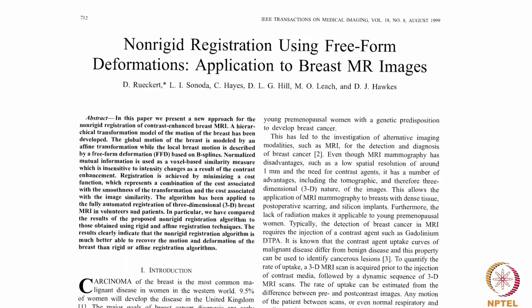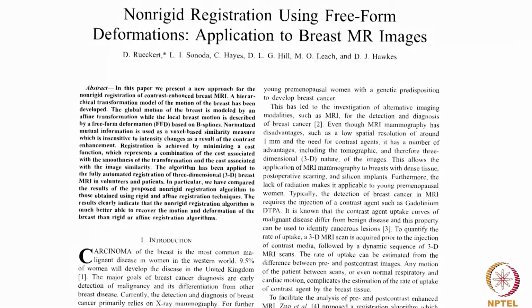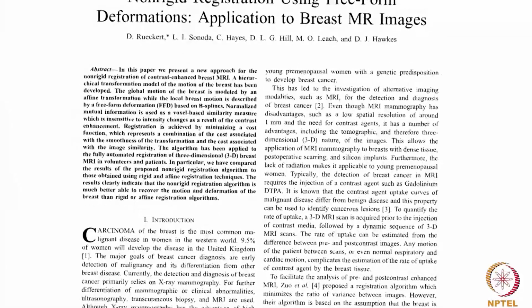Hello and welcome back. In this video, we're going to look at this paper which talks about freeform deformations. Once again, displacement fields corresponding to every pixel in the image, and it's a non-rigid registration algorithm, of course, and its application to breast MR images. Okay, so why do we need this in the context of this application?